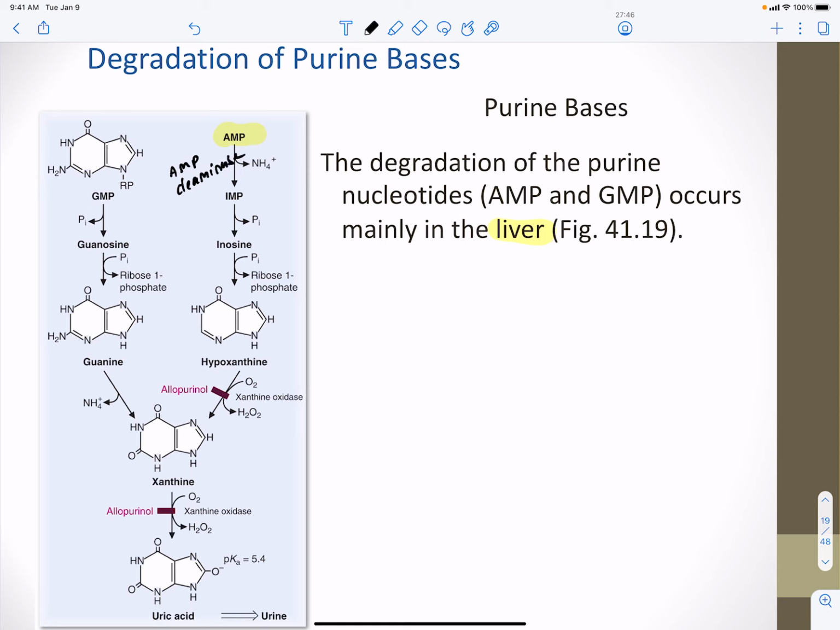And then you have your IMP and GMP get dephosphorylated, and then you're going to get cleavage of your ribose, release of this ribose here. And this is by a purine nucleoside phosphorylase.